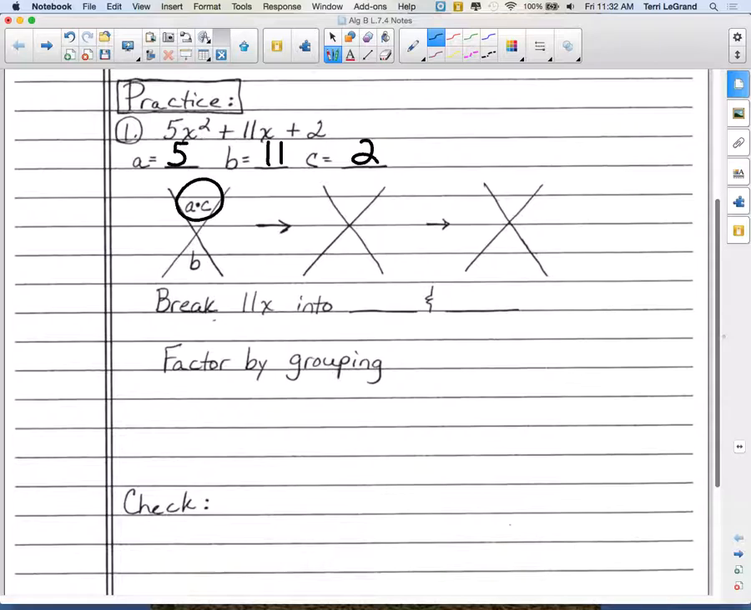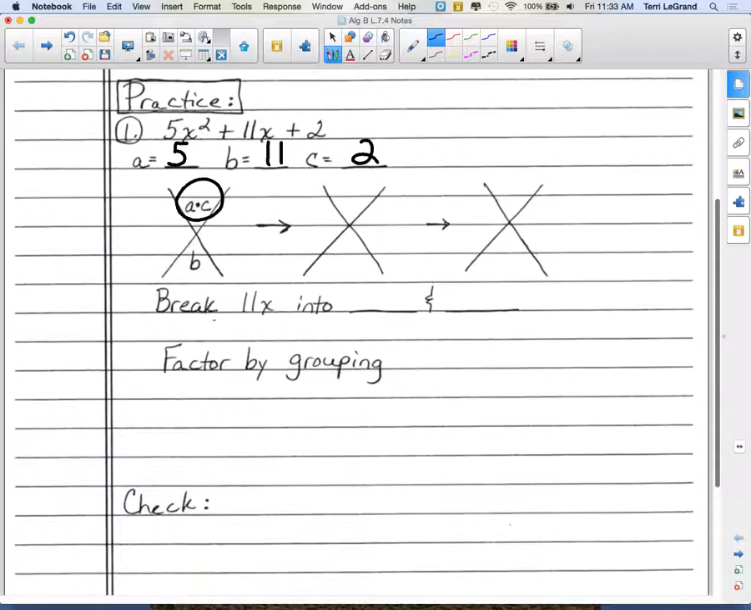Now, in the last one, when a was equal to 1, we could have really said it was still a times c, but our a was 1. So when we took 1 times c, we would have still gotten our c value. So today you cannot forget that you have to take the c value times a to be able to determine what has to be on top.